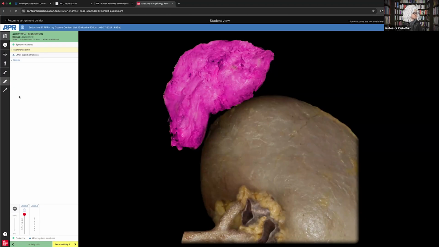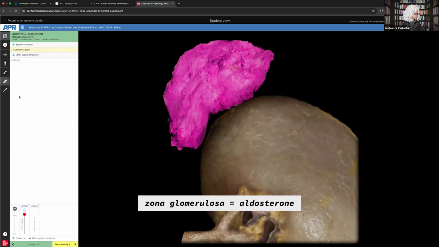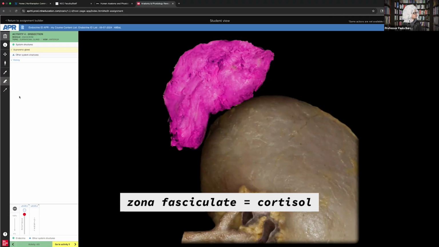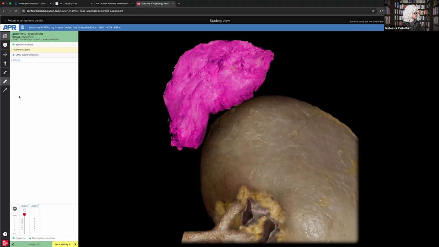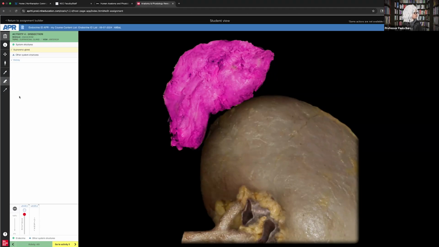The suprarenal gland will be divided into adrenal medulla and an adrenal cortex, as you recall from lecture. The cortex is going to have 3 zona: an outer zona glomerulosa that releases aldosterone, a mineralocorticoid, a middle zona fasciculata, which releases cortisol, a glucocorticoid, and an inner zona reticularis, which releases sex hormones, primarily androgens. The zona reticularis is adjacent to the adrenal medulla, which is in the center.